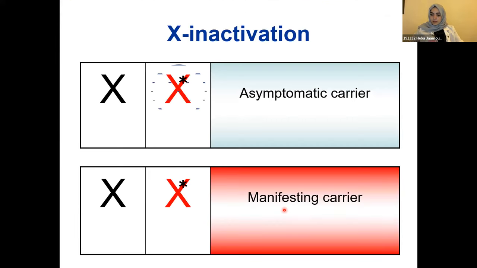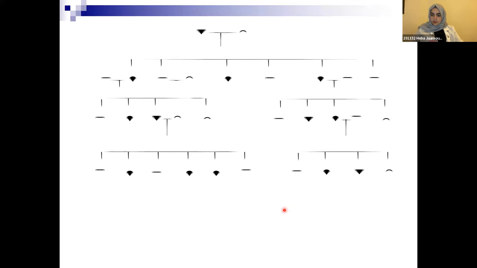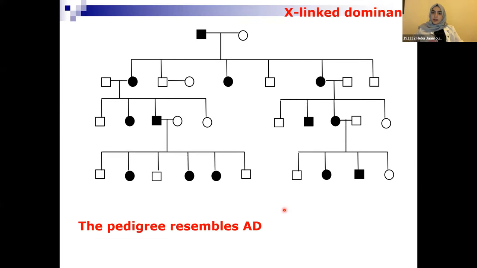So we talked about this, and now we're okay. Now let's talk about the X-linked dominant. Remember, the one that we talked about previously is the X-linked recessive. When it comes to the X-linked dominant, it bears a very similar resemblance to autosomal dominant diseases.